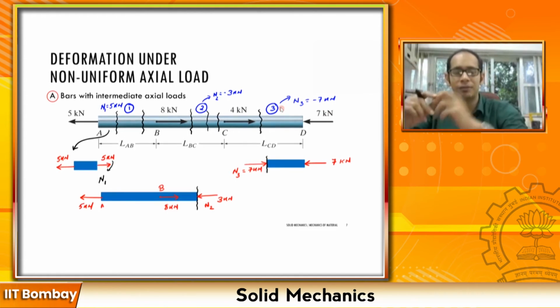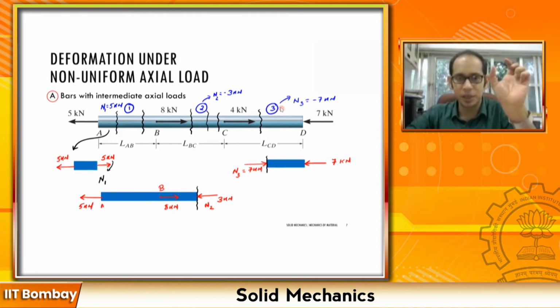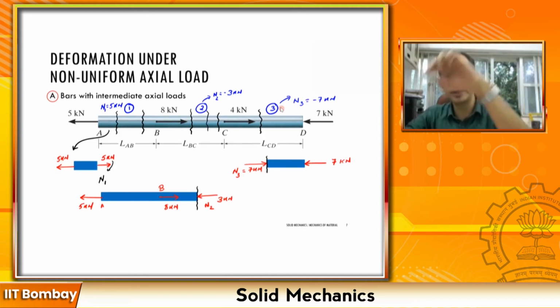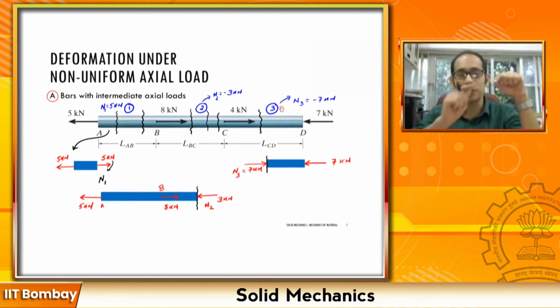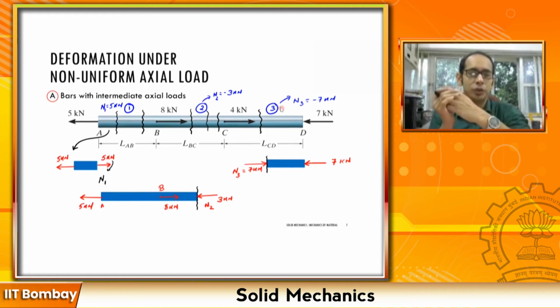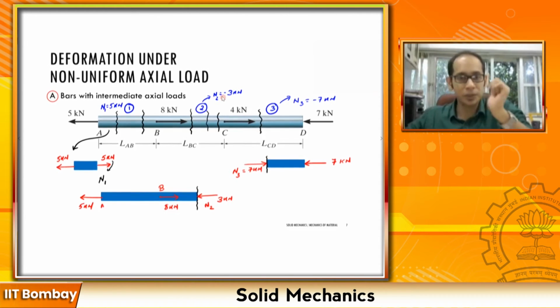So now you have discrete sections where these internal forces, the N1, the N2 and the N3, vary depending on where you are. In section 1 I have a constant internal force of 5 kilonewton, expansive or tensile. In section 2 I have another uniform load of minus 3 across the entire section from B to C. In section 3 I have another uniform load of minus 7 kilonewton, compressive, right?